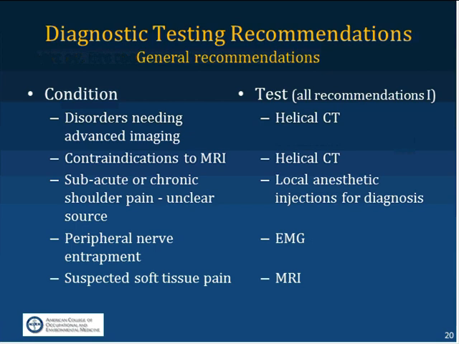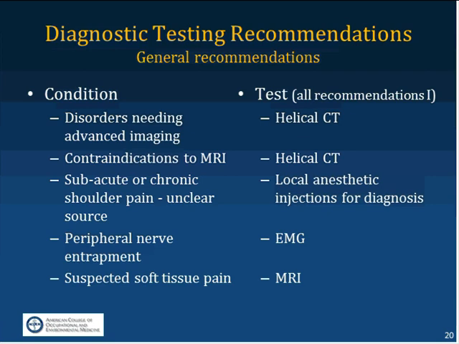This starts to get very vague, and so you'd have to be a little bit clearer about what you're looking for. Apparently this first one, the idea is if you need advanced imaging, a helical CT is better than an old-fashioned CT. If there are contraindications to MRI, such as metal prostheses, pacemaker, and so on, helical CT is the fallback.